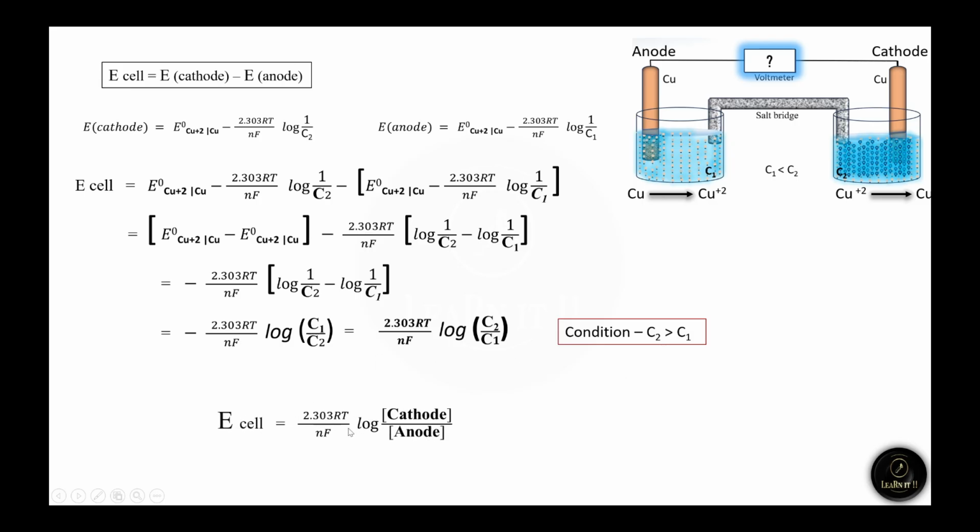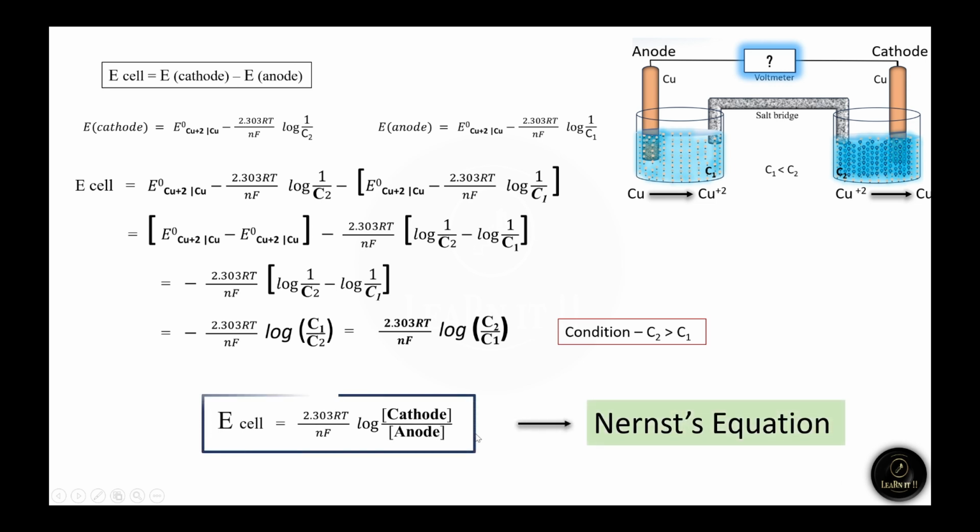So overall we can say that E of cell of a concentration cell is equal to 2.303 RT divided by NF log of the concentration of the cathode divided by the concentration of the anode. This is called the Nernst equation for the calculation of the cell potential of a concentration cell.